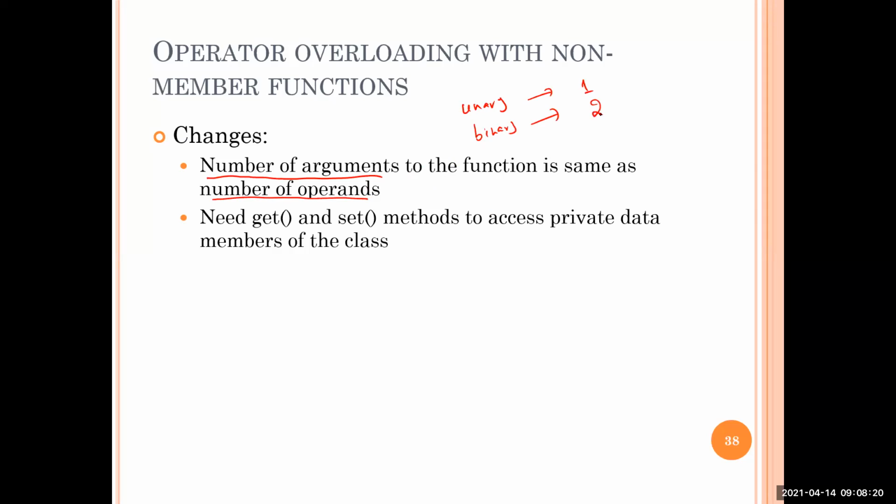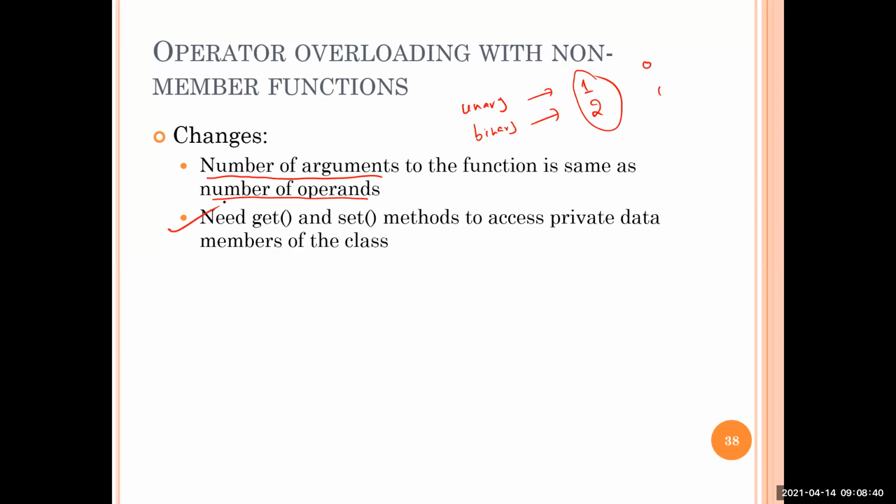Why is it like that? When I write the program, then you will understand why we are saying it. Previously with a member function, this was 0, this was 1. But here with a non-member function, the number of arguments will be the same as the number of operands. For binary, you will have two arguments. For unary, you will have one argument.